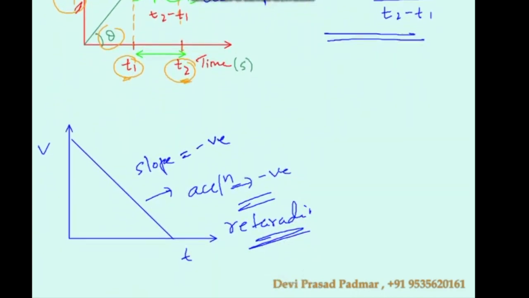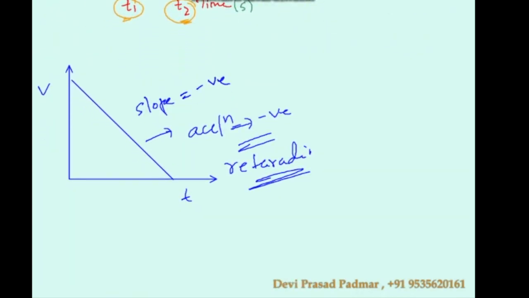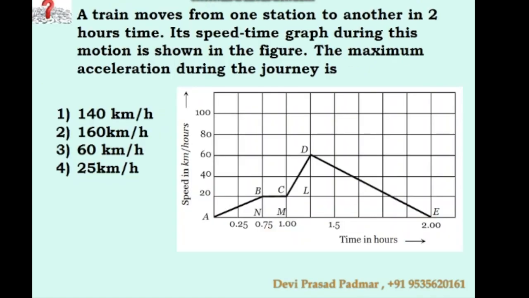That means as slope increases, acceleration increases, correct? If you have larger slope, acceleration is larger. Here is our today's question. A VT graph, or speed time graph, is given. It is the motion of a train within 2 hours, and during that time how its speed changes is given in this graph. So what you need to calculate is the maximum acceleration.